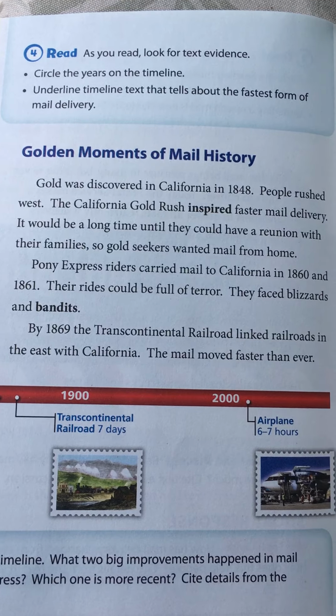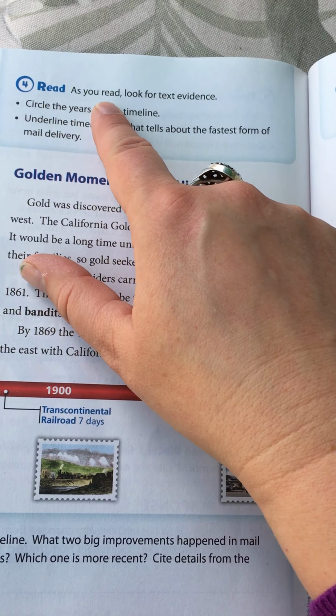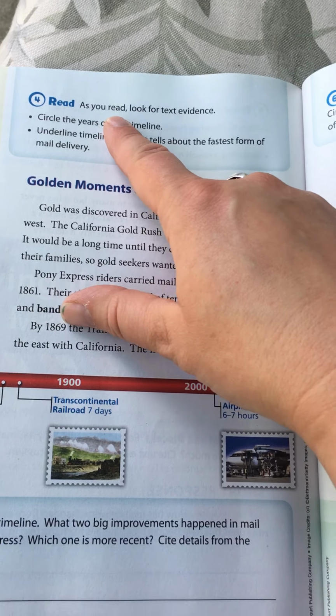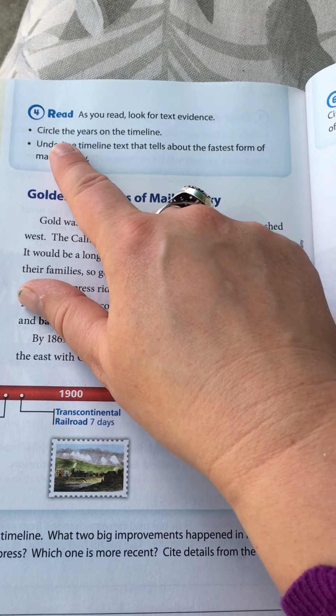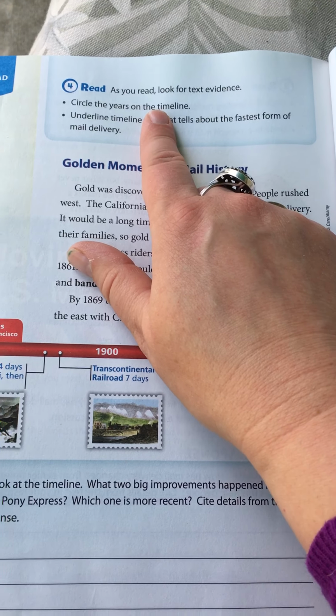Okay, page 100. Part 4, read. As you read, guess what we're going to do? We're going to look for that evidence. Circle the years on the timeline. Oh, my third graders know I love timelines.